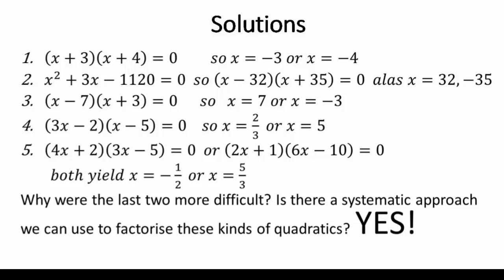And then we've got x is minus 3 and minus 4 for the first one. We've got x is 32 or minus 35 for the second one, and 7 or minus 3 for the third. Now notice with the second one, what I actually solved there was the picture frame problem. Because as I said, the length could be x, or the width could be x, the length would have been x plus 3, and the area was 1120.